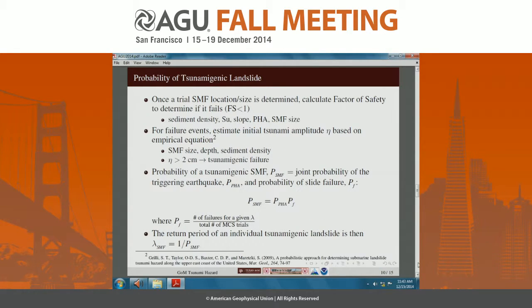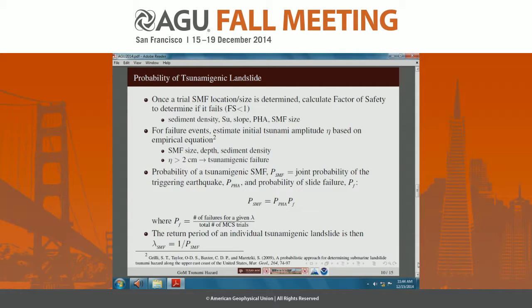So once we have a certain trial SMF location and size determined, we calculate the factor of safety to determine if that specific configuration will fail, and that happens if the factor of safety is less than 1. And the factor of safety depends on the sediment type, the density and the undrained shear strength and the slope, as well as the PHA of the triggering earthquake and the SMF size.